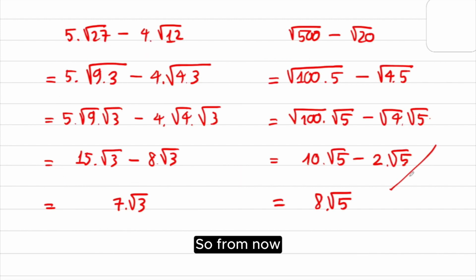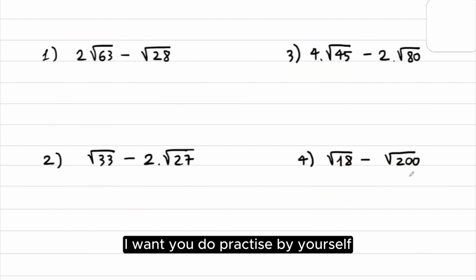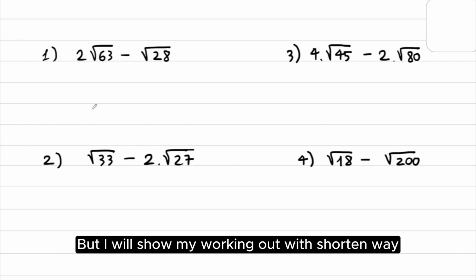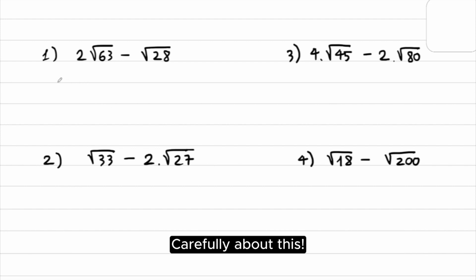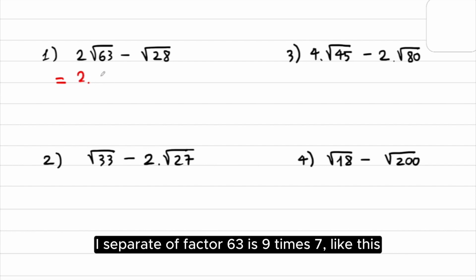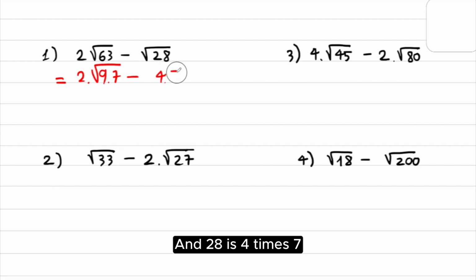From now I want you to practice by yourself. You can work on this one. I will show my working out in a shortened way, so look carefully. How can you work with this one? Question 1, I separate or factor 63 into 9 times 7 like this, and 28 is 4 times 7.